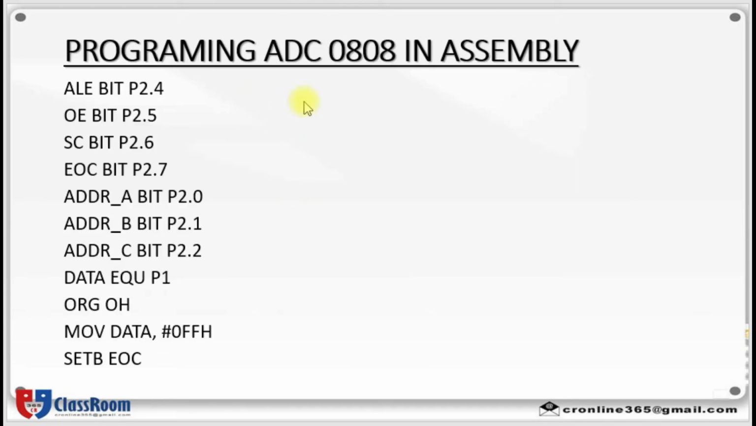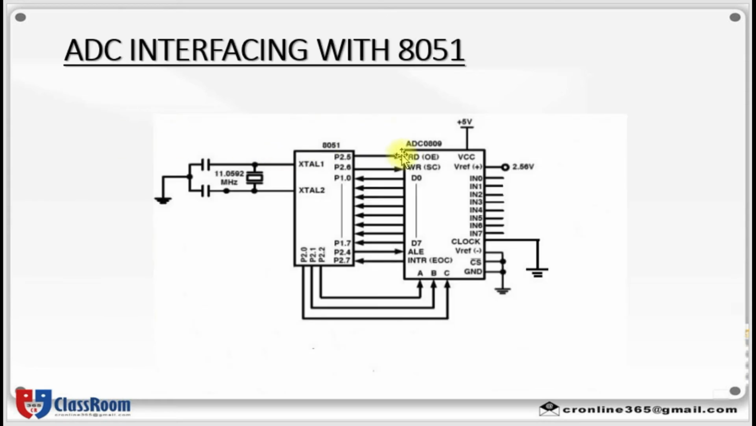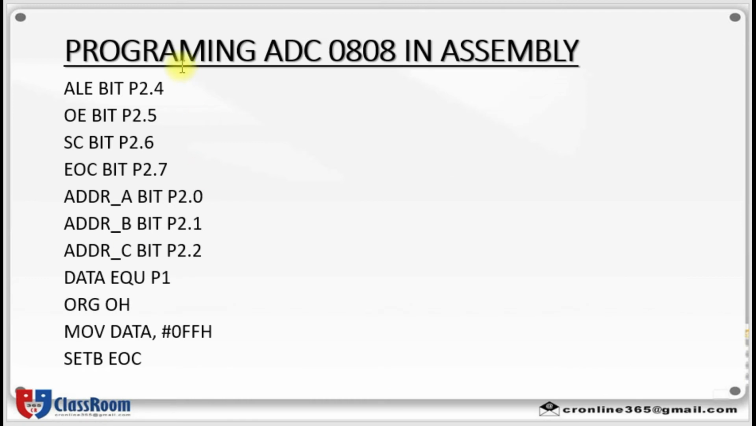Then you can see the program associated with the ADC. First you have to initialize all pins. Here you have already seen pins are connected to various ports. That you have to initialize first. So ALE bit P2.4, output enable bit P2.5, start of conversion bit P2.6, end of conversion bit P2.7, then ABC bit connected to P2.0, P2.1, P2.2, then data EQU P1.